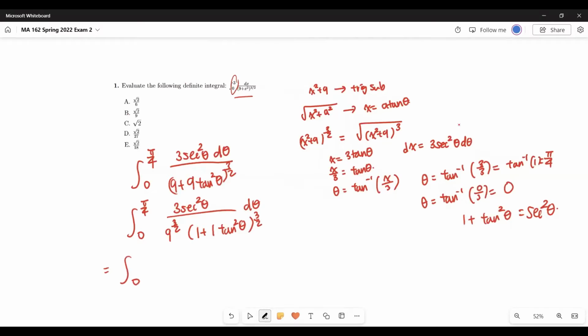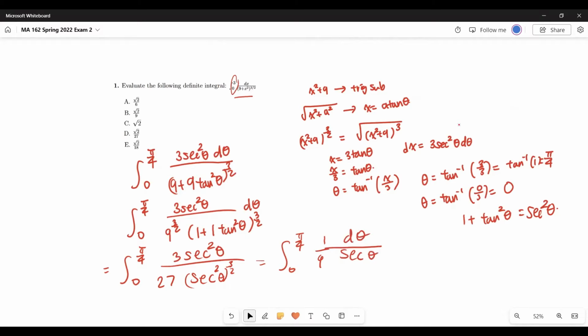So you can rewrite this equation as 0 to pi over 4, 3 secant squared theta, and secant squared theta to the 3/2, and then 9 to the 3/2 power is 27. Okay, so if you do some more calculations, it becomes 0 to pi over 4, 1 over 9 secant squared theta over secant cubed theta d theta. We can take out 1 over 9. So secant squared theta over secant cubed theta is just the same as cosine theta d theta, right?